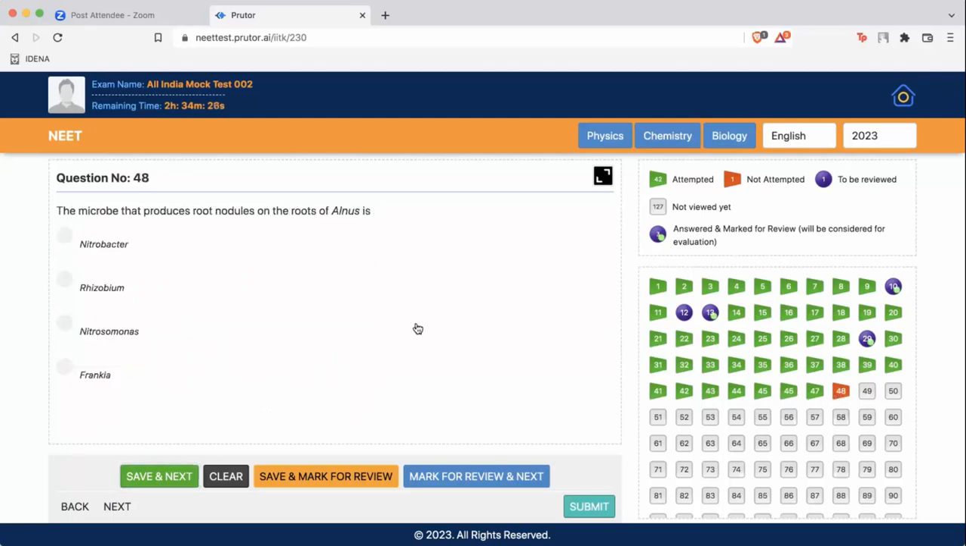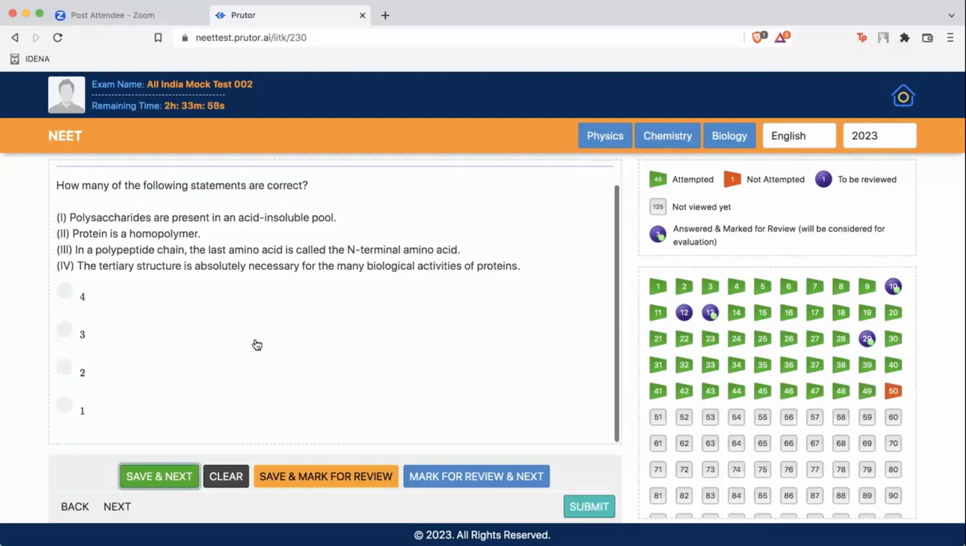The microbe that produces root nodules on the roots of Alnus. Microbe that produces root nodules on Sphenkia. That is someone else, Rhizobium. And another bacteria, Alnus. Alnus, this is Frankia. Frankia is the one that produces root nodules on Alnus. This is an easy example. The point where the optic nerve enters the retina is called the blind spot.